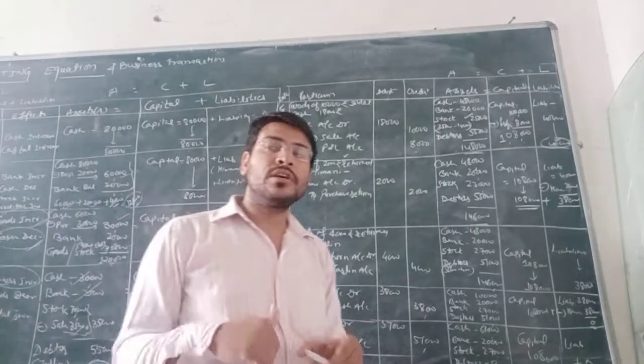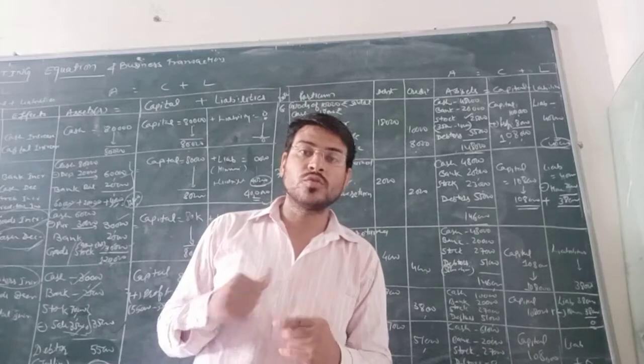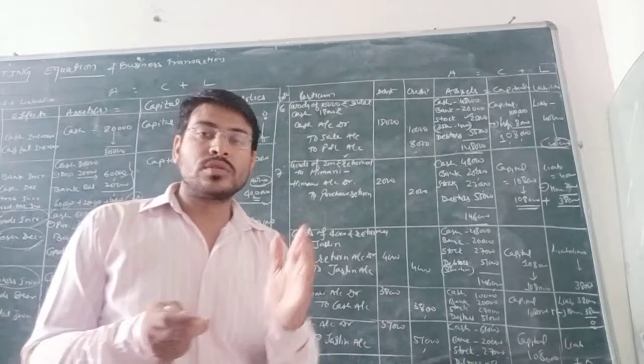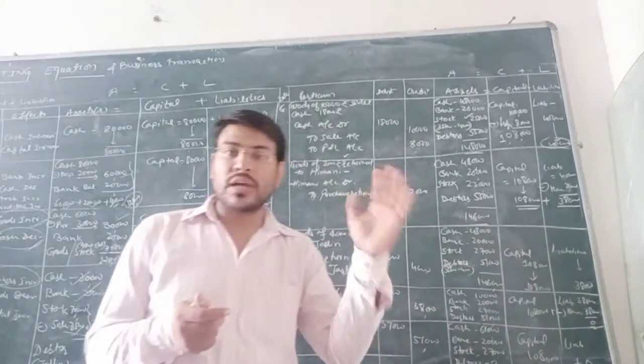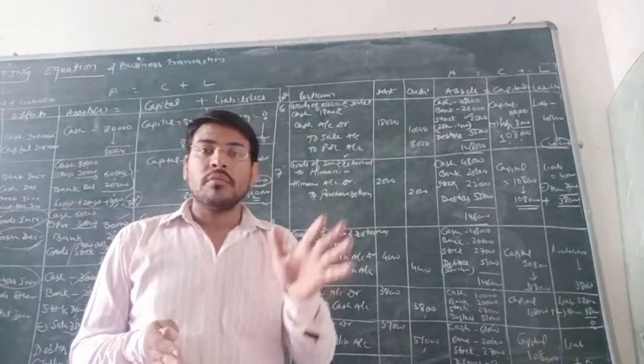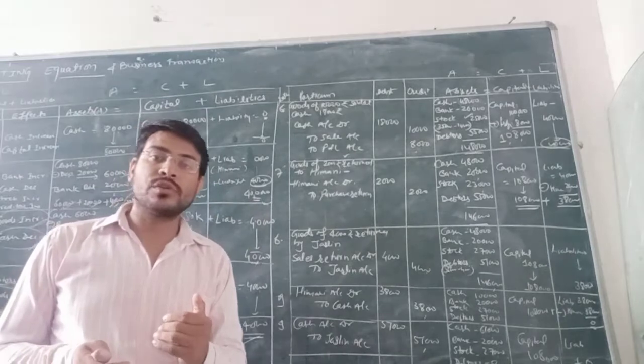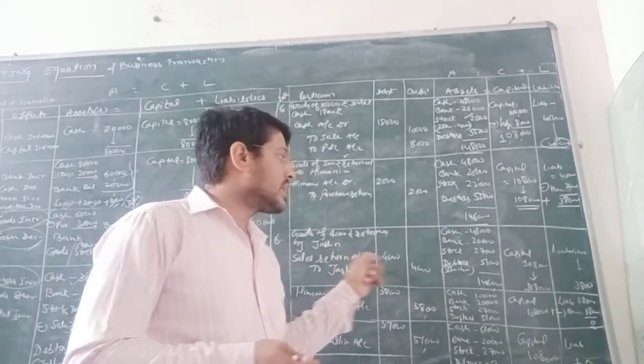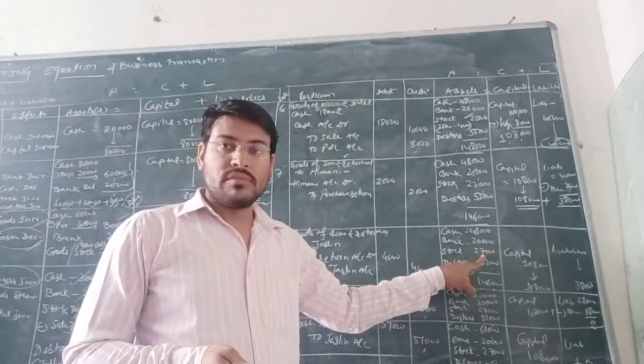The next one: goods of 4,000 returned by Justine. Now Justine is returning goods. Who is Justine? Justine is a person to whom we have sold the goods previously. So if we have sold the goods and they are found to be defective, or whatever the case is, but those goods come back to me, it means our stock will increase. So there is stock of 23,000, now 4,000 will increase, it will become 27,000.